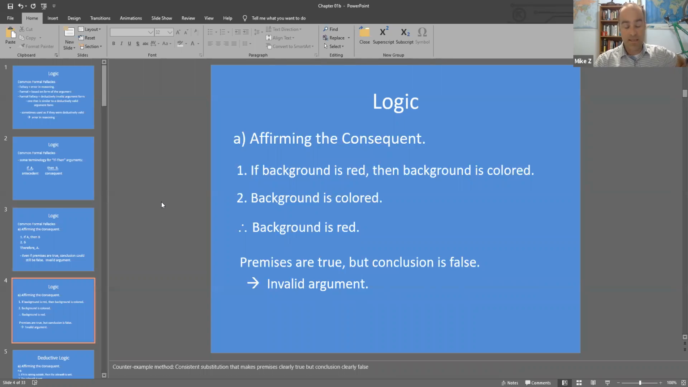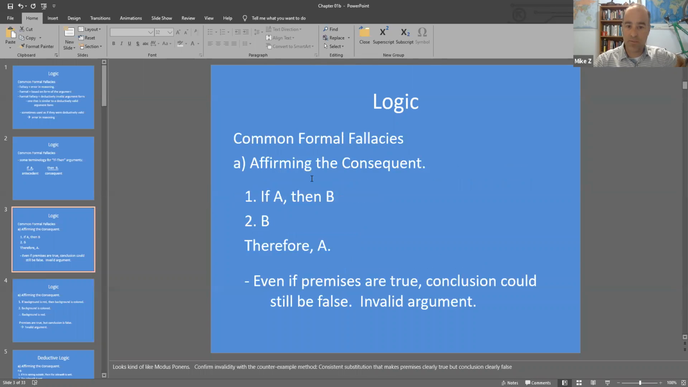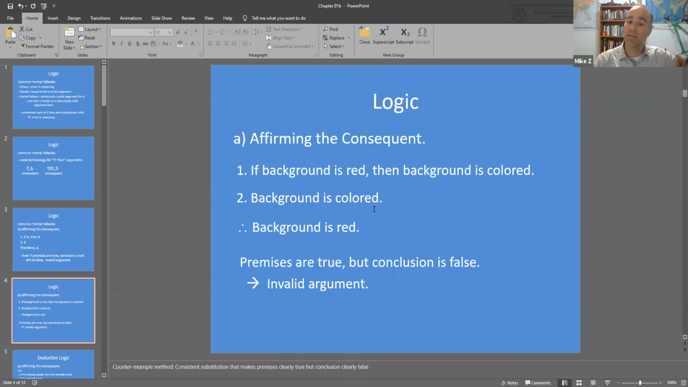Okay. So here's an easy example. So suppose that we substitute in, for A and B, and get this argument. If the background is red, then the background is colored. The second premise tells us, yep, the background is colored, and then we conclude that the background is red. Well, this is exactly this form: if A then B, and then the second premise affirms the consequent. Notice what the consequent is here in our argument. The background is colored.